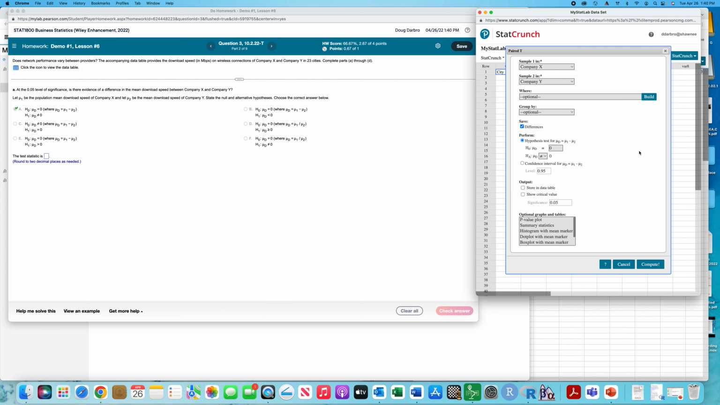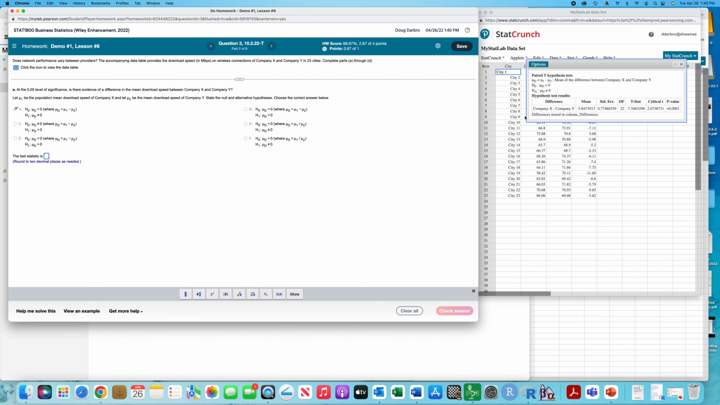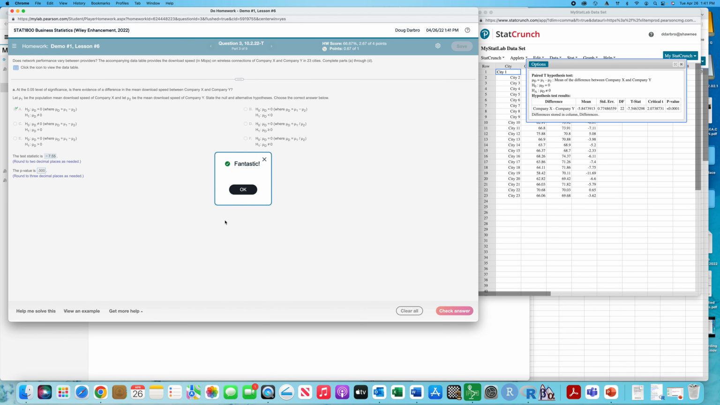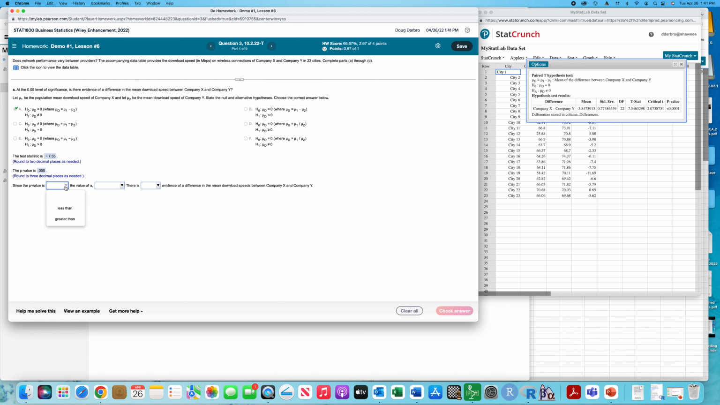The basic presentation of the null and alternative hypotheses is the same. And let's get the critical value in case we need it. We're testing at 0.05, so that is good. The test statistic, I can get under T Stat, so negative 7.55. The p-value I can get from the table. For the instructions rounded to 3 places, it'll be 0.000. So our p-value is less than our alpha, so we reject H sub 0. So there is sufficient evidence that the mean download speed is different between company X and company Y.